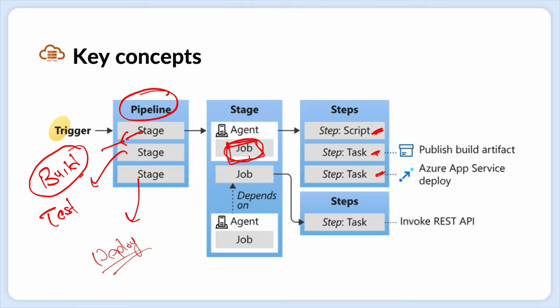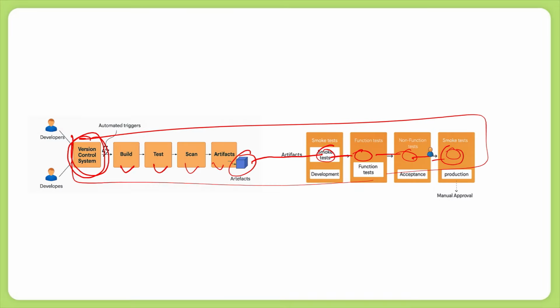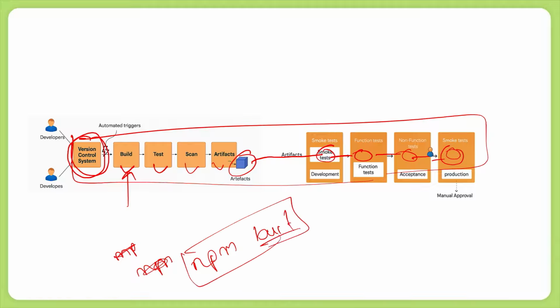One important concept here is the agent. If you see, let's go back to our initial CI/CD. Here we have this build, building the application. When we build the application, this needs to happen somewhere. If we have our application on our local machine, and we go and run npm build, where is this build running? This build is running on my local machine.